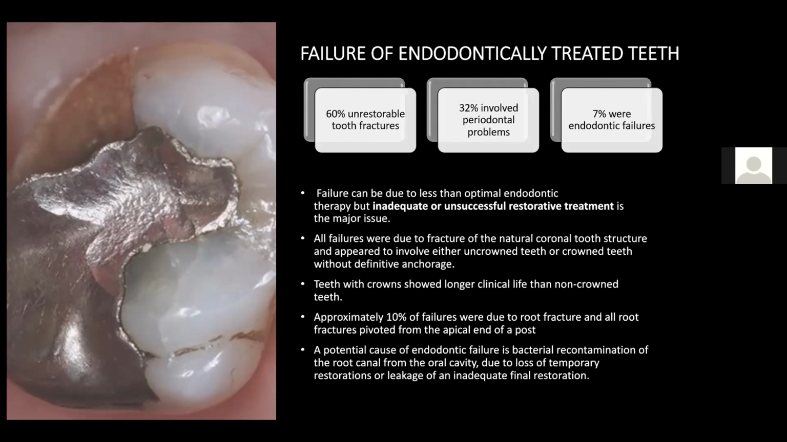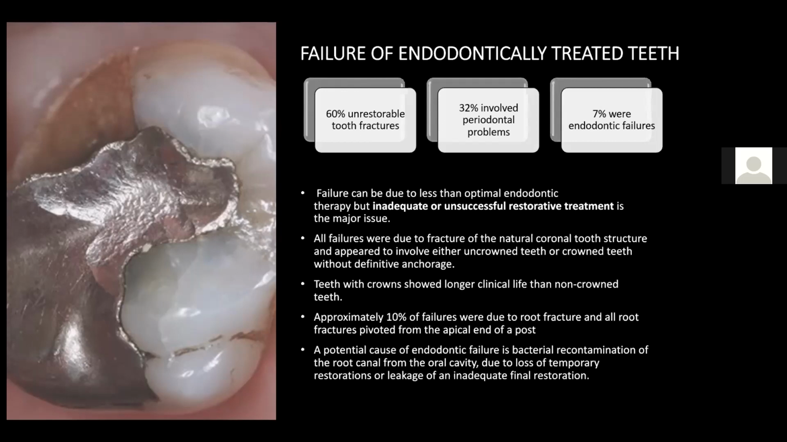Now, all failures were due to fracture of the natural coronal tooth structure and appear to involve either uncrowned teeth or crowned teeth without definitive anchorage. Anchorage, again, is resistance and retention. Teeth with crowns showed longer clinical life than non-crowned teeth. This is something we all know. Approximately 10% of all failures were due to root fracture, and all root fractures pivoted from the apical end of the root of the post, which means they were non-restorable and needed extractions.